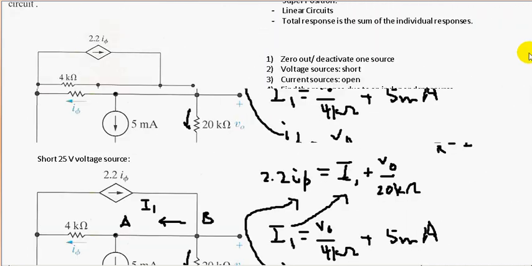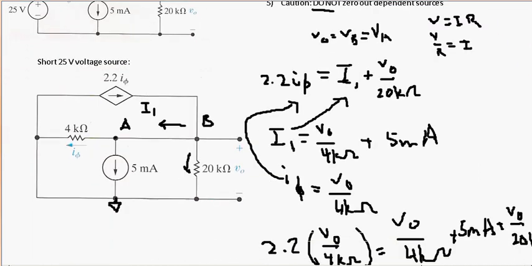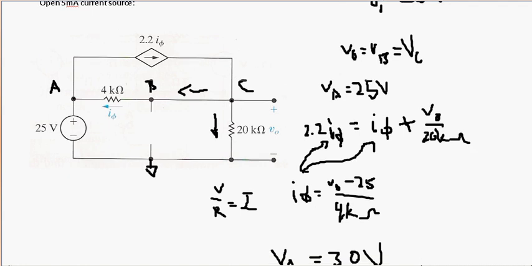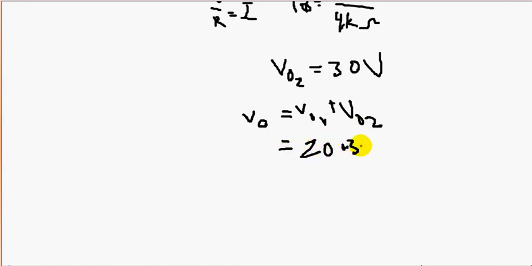Now we must find the total response. To find the total response, we add VO1, 20 volts, plus VO2, 30 volts, and we'll get the total response. So VO is equal to VO1 plus VO2, which is 20 volts plus 30 volts, equal to 50 volts. That's VO. That is our total response right here.